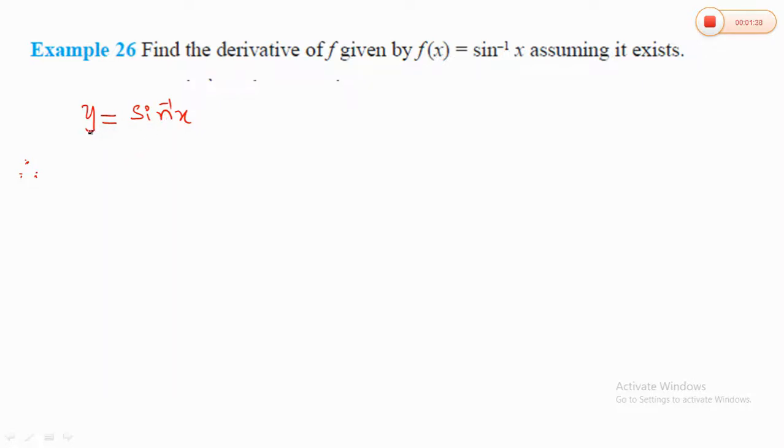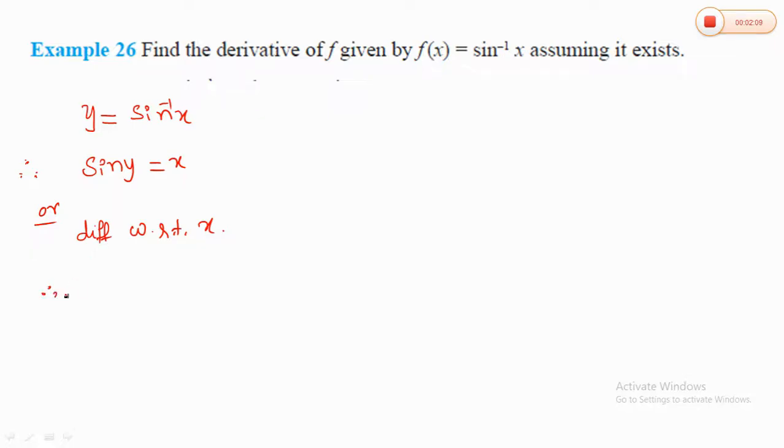to the other side, sine inverse becomes a regular function, that is sin y equal to x, or x equal to sin y. Yes. So now we have to differentiate this one with respect to x. So observe here, with respect to x, this is implicit here.